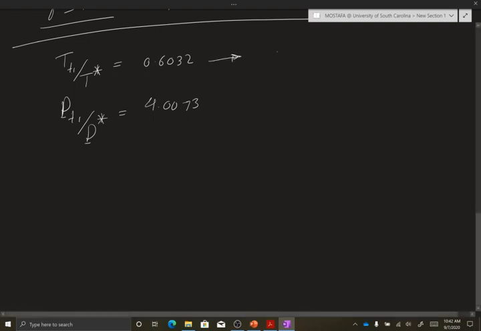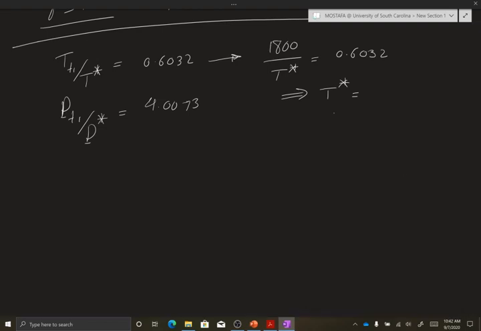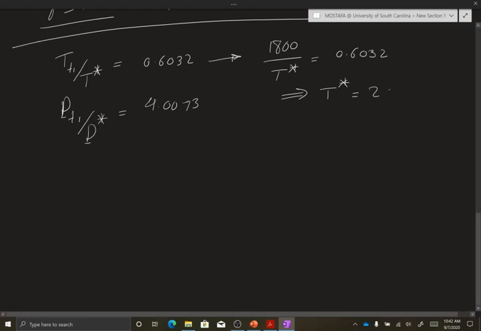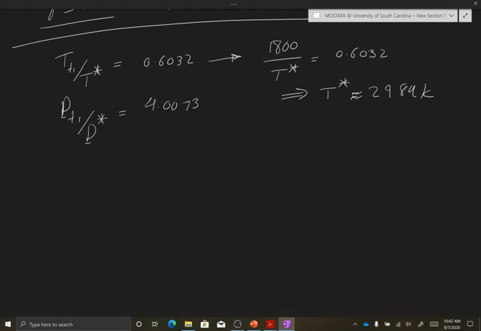We have the total temperature exit to be 1800. So 1800 over T star is equal to 0.6032. So your T star, which is going to be your exit temperature, because we wanted to find the condition where the exit is choked, is going to be roughly equal to 2984 Kelvin.